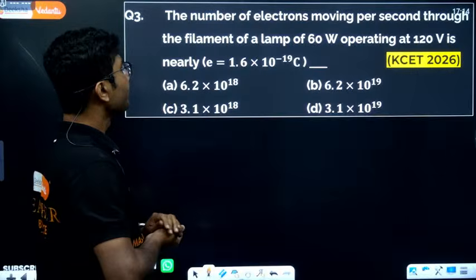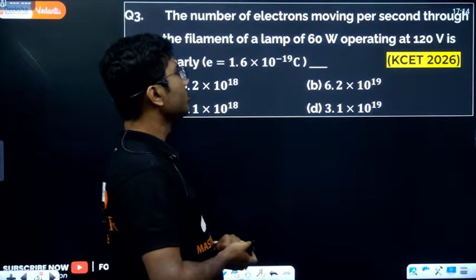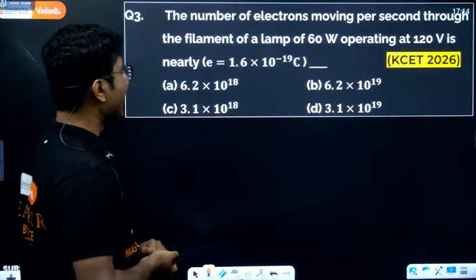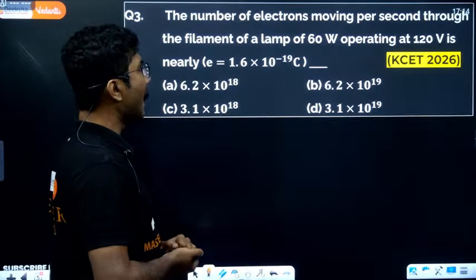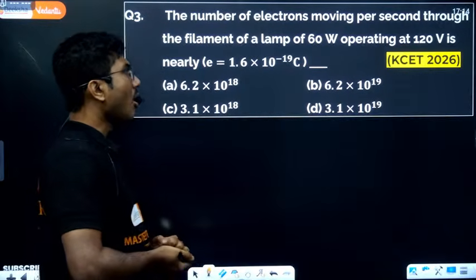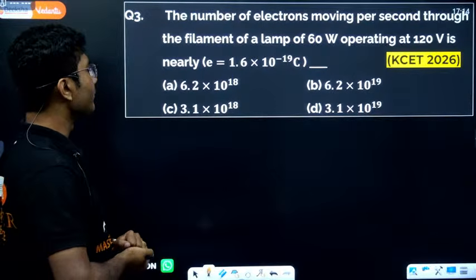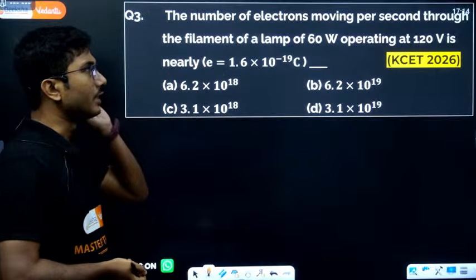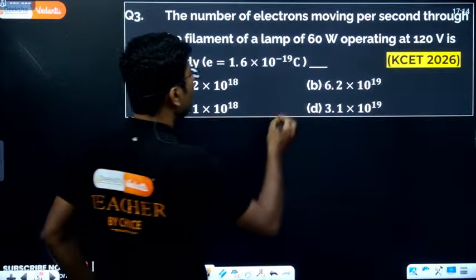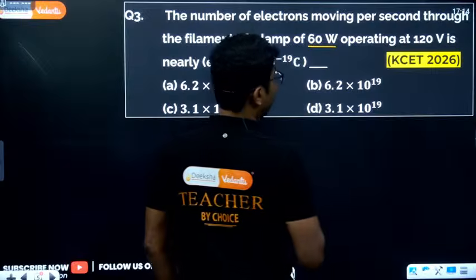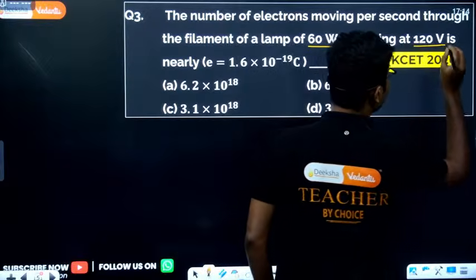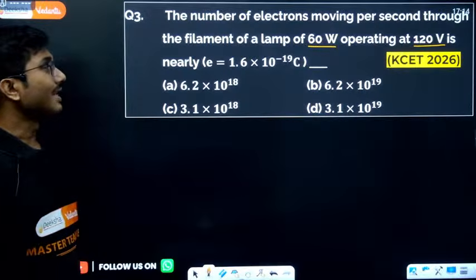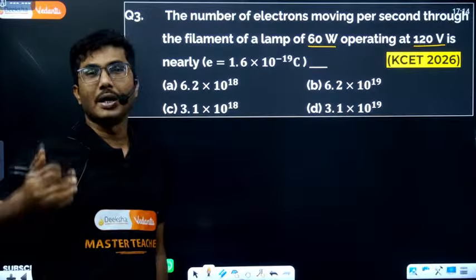Anyway, let's move on. The number of electrons moving per second through the filament of a lamp of 60 watt operating at 120 volt is. The charge of an electron is given. Now the power rating is given and the voltage is given. They are asking you the number of electrons moving per second.